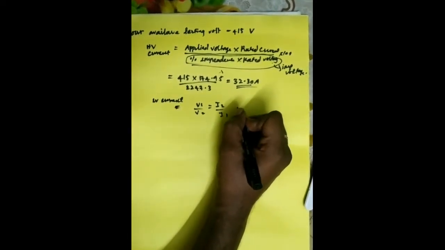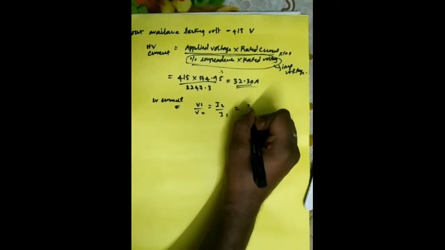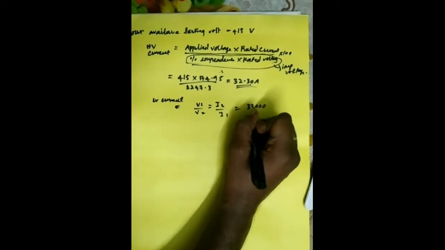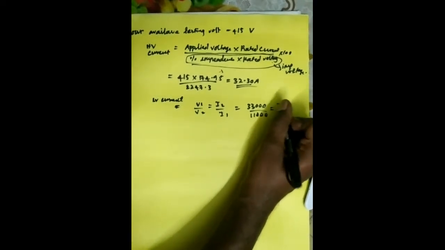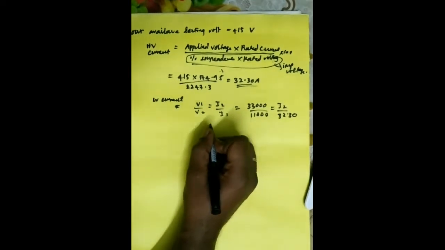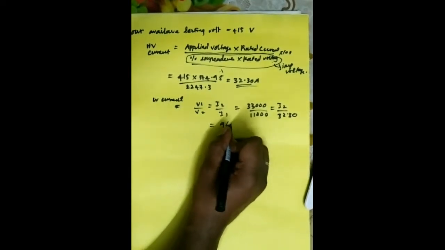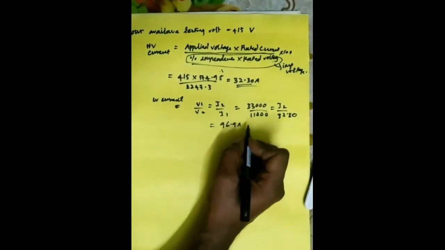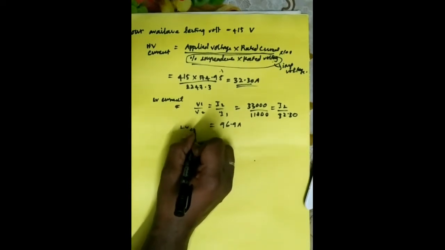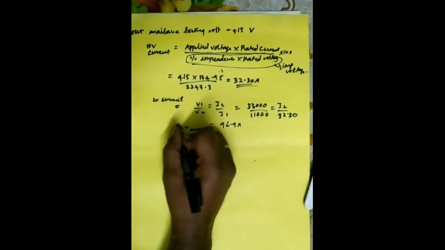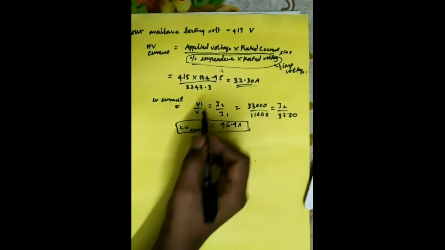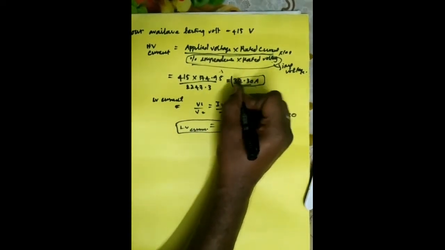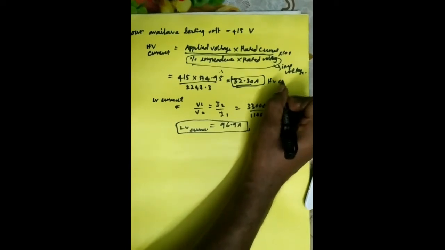I1 we know is 32.30. So 33,000 divided by 11,000 equals I2 by 32.30. So we will get something like 96.9 amps. This is the LV current, and this is the HV current.